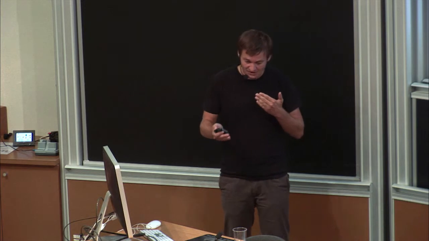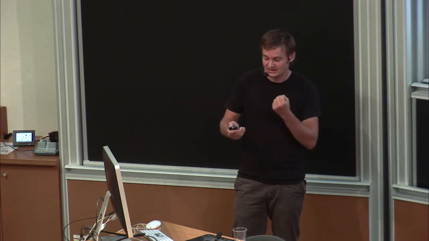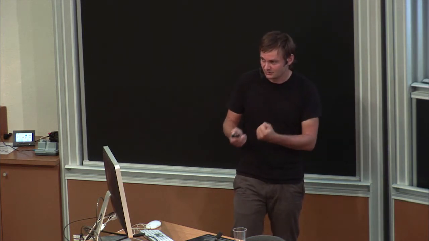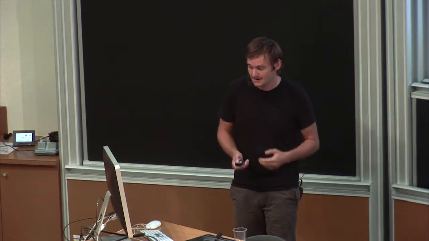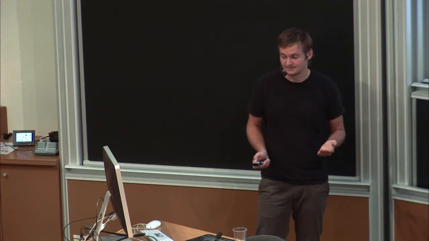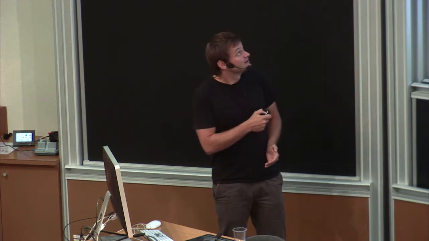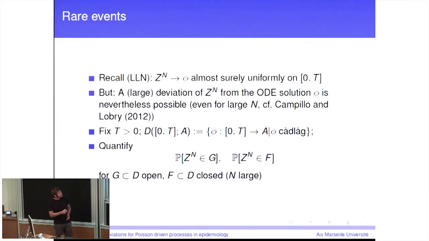So now we know in some sense that the stochastic model should be close to the deterministic model for large n, but there could still be a large deviation of the stochastic model from the ODE. It's possible. The question is, is it probable? And for what order of n is this possible?